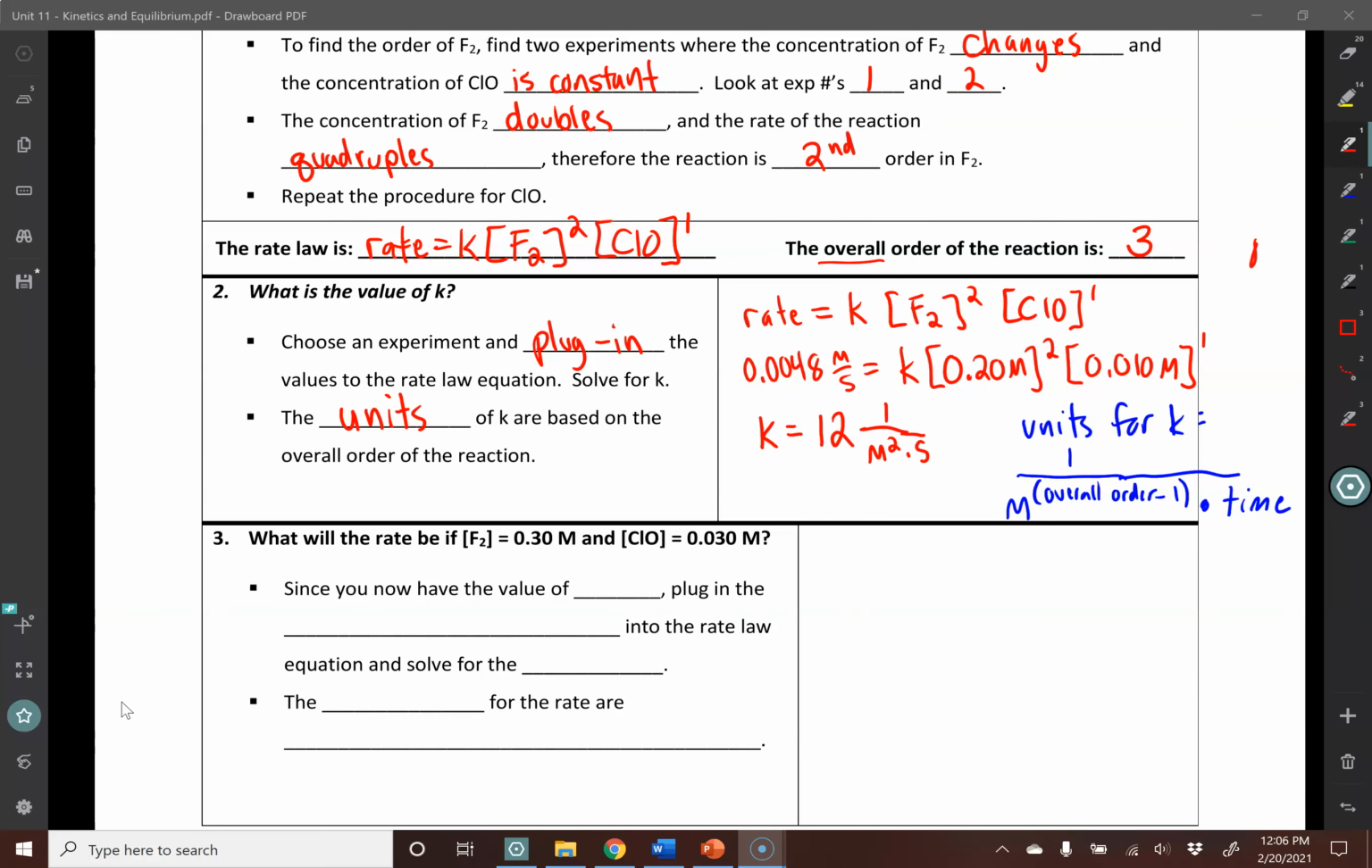The last type of question I can ask you about is to give you new concentrations for the reactants and have you try to predict what the rate will be. How do you think you might go about solving that problem? Yeah, if you think about it, you've kind of got all the information you need. You've gone ahead and figured out the value of K. We know that's going to stay the same for this reaction. So we can plug all of the values and concentrations into the rate law and solve for the rate.